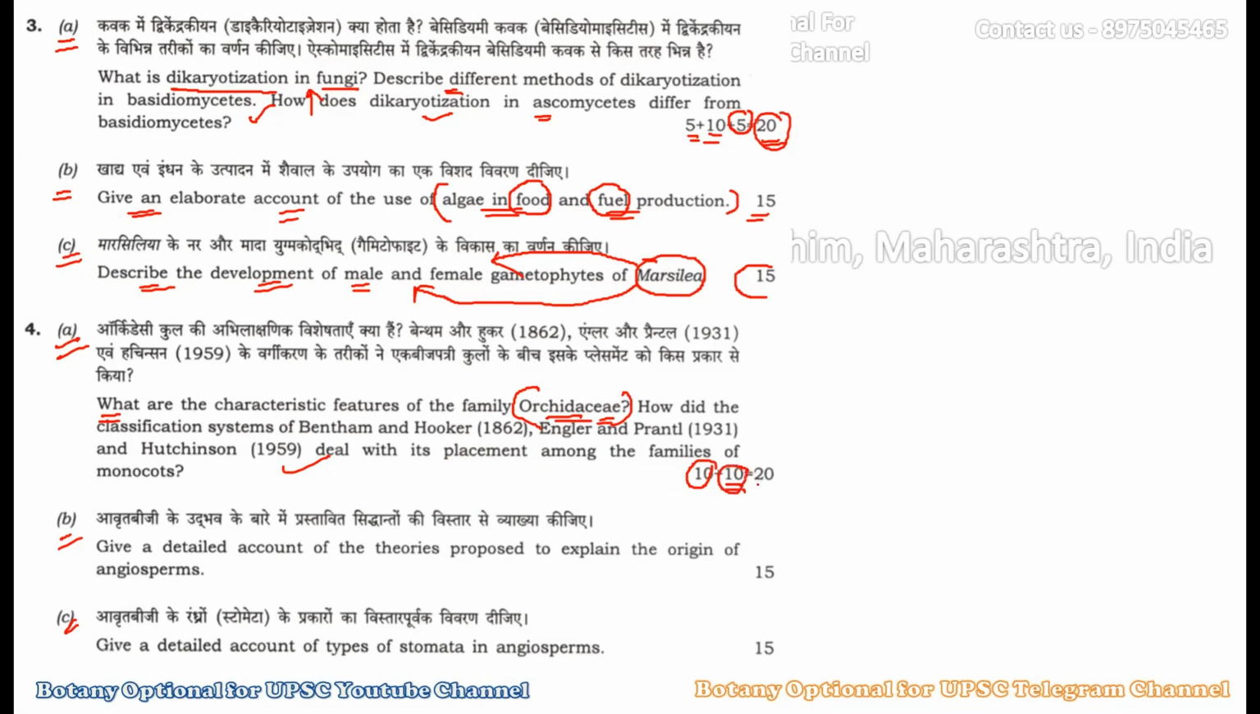For giving this, you will have the 10 marks. So, total 20 marks. So, the Orchidaceae family is there. You have to write down the Orchidaceae family's characteristics. And in the second part, which is the complex part of this question, you have to give the classification systems of Bentham and Hooker, Engler and Prantl, and the Hutchinson system.